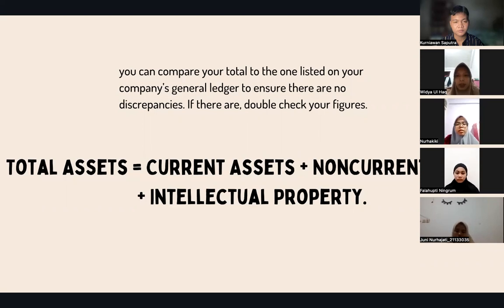You can compare your total to the one listed on your company's general ledger to ensure there are no discrepancies. If there are, double check your figures. Total assets equals current assets plus non-current assets plus intellectual property.